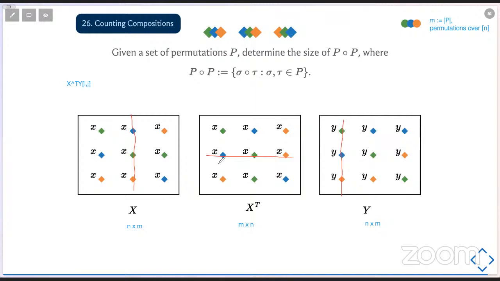What should the columns of Y be? Maybe let me ask this just to sanity check, but we can reverse engineer what we want here. What I want is that the number of distinct polynomials in X transpose Y gives me the number of distinct permutations in P composed with P, right? That's the answer that I'm after. We'll come back to how we compute it. But somehow I'm translating my original problem into a matrix product problem.